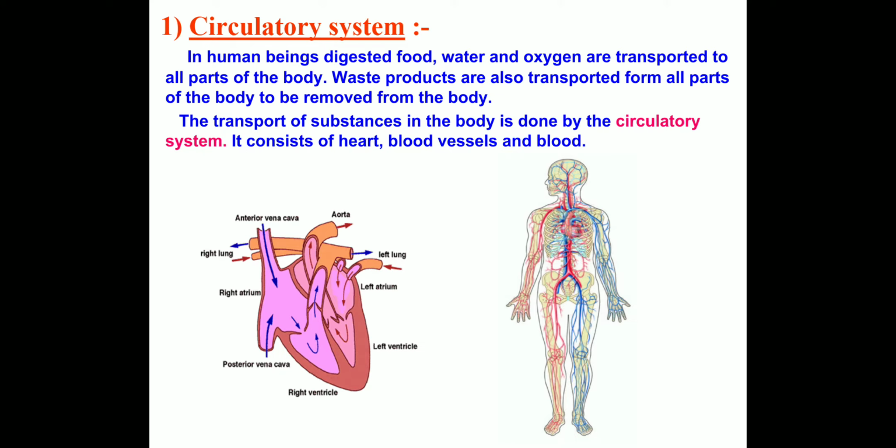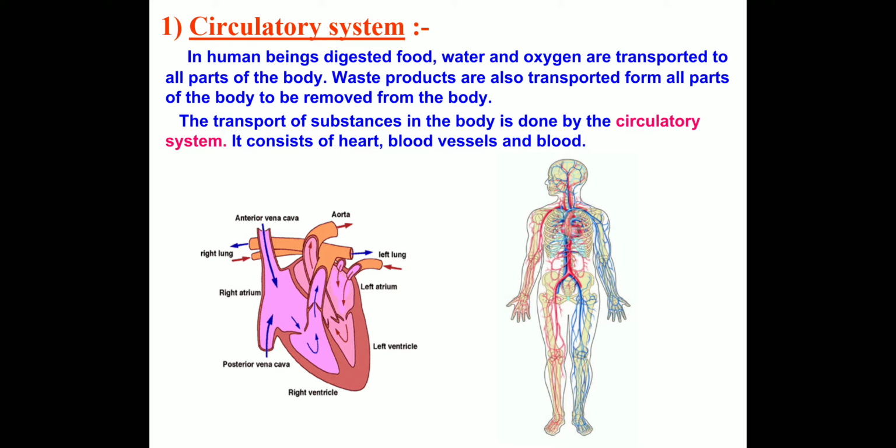Children, today we will study about transportation in animals and plants, and this is chapter 11 of your science book. And in this first, we will study about the circulatory system.